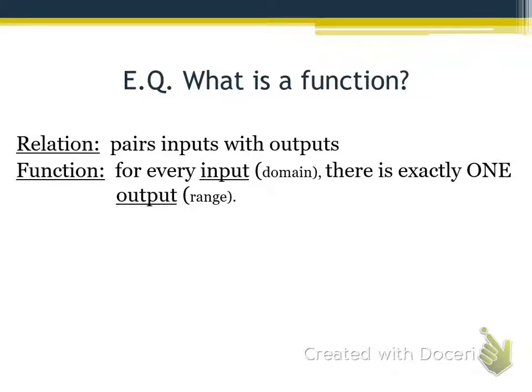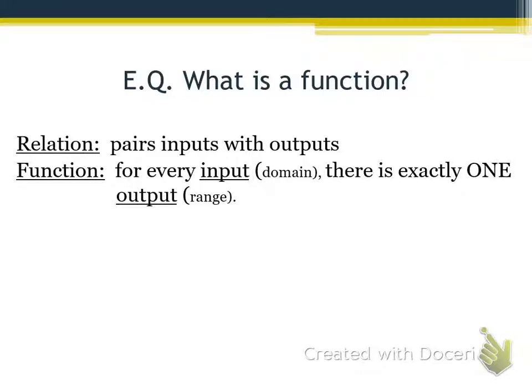Now, look at a relation. Let it make sense. It says relations pair inputs with outputs, okay? When I say let it make sense, let's talk about real life for a second. If someone is in a relationship, how many people are typically in the relationship? Two, okay? So a relation pairs two things. It pairs inputs with outputs.